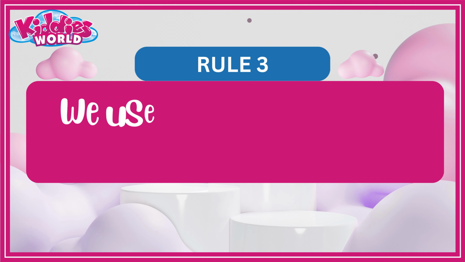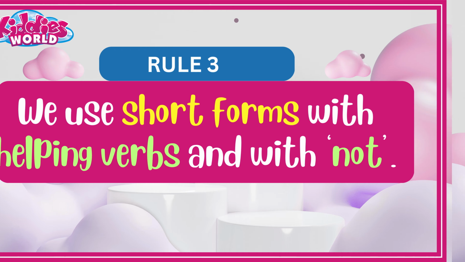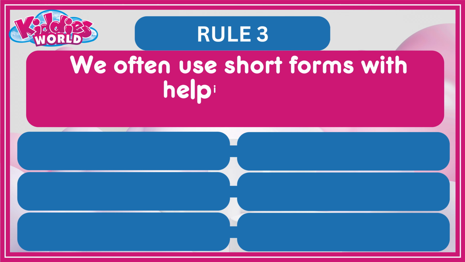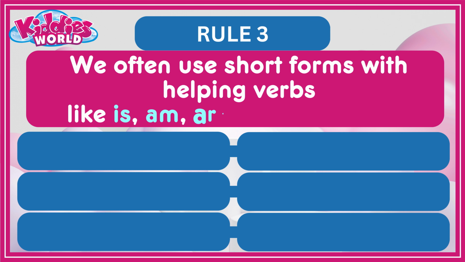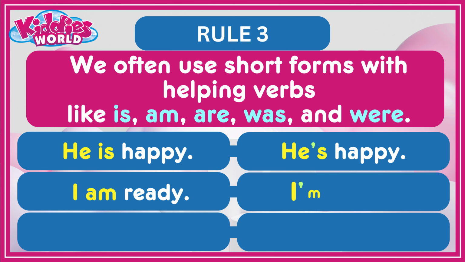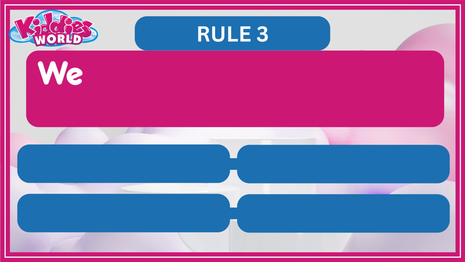Rule 3. We use short forms with helping verbs and with not. We often use short forms with helping verbs like is, am, are, was, and were. Let's look at some. He is happy becomes he's happy. I am ready becomes I'm ready. They were here becomes they're here. And also with not.